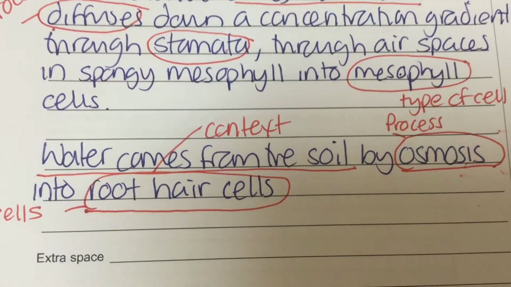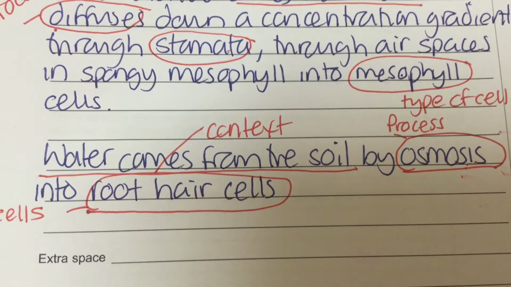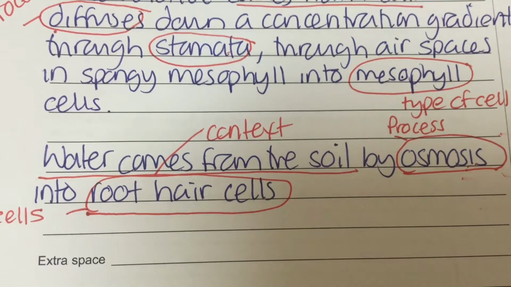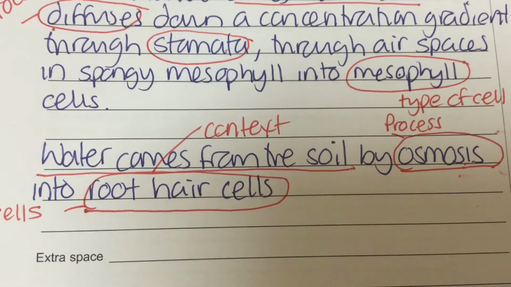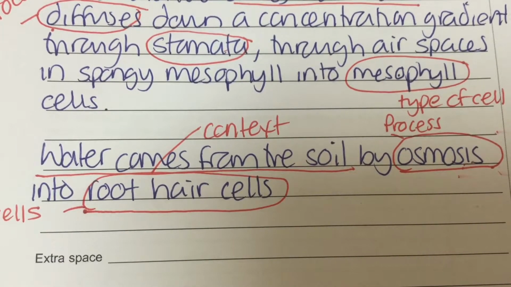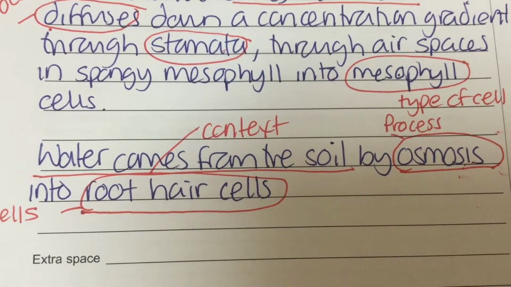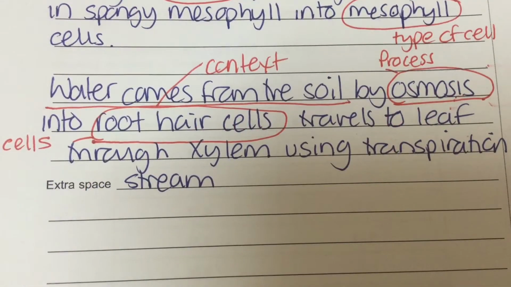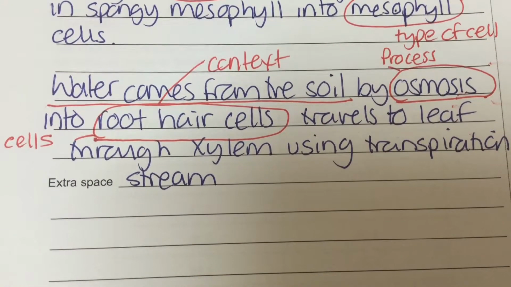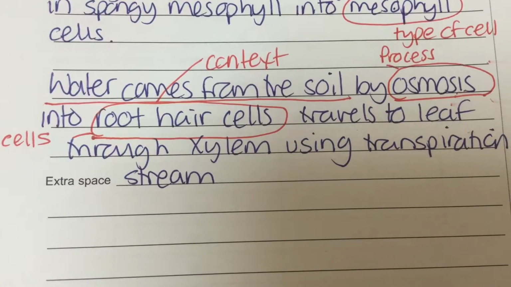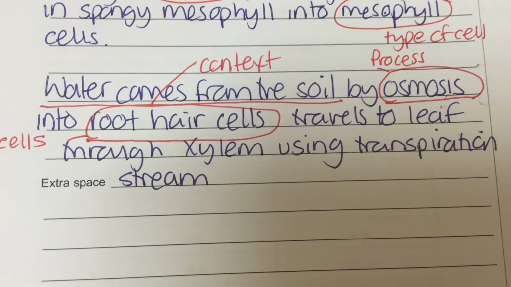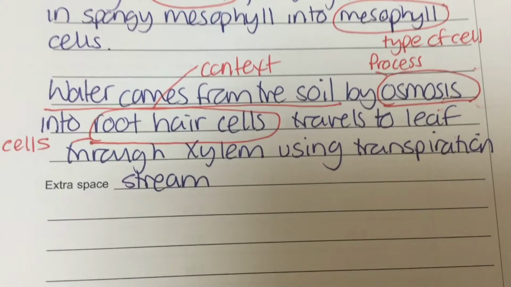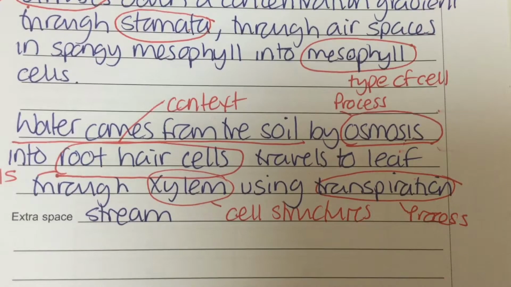Moving on to water, we're going to follow the same pattern. We're going to give it some context, for which there are no marks, but we need that context in there. Water comes from the soil. Then we're going to talk about a process, by osmosis. Then we're going to talk about a cell type, into root hair cells, where it travels to the leaf through the xylem. There we go, mentioning a tissue, using transpiration stream, and that's a process that we've mentioned.